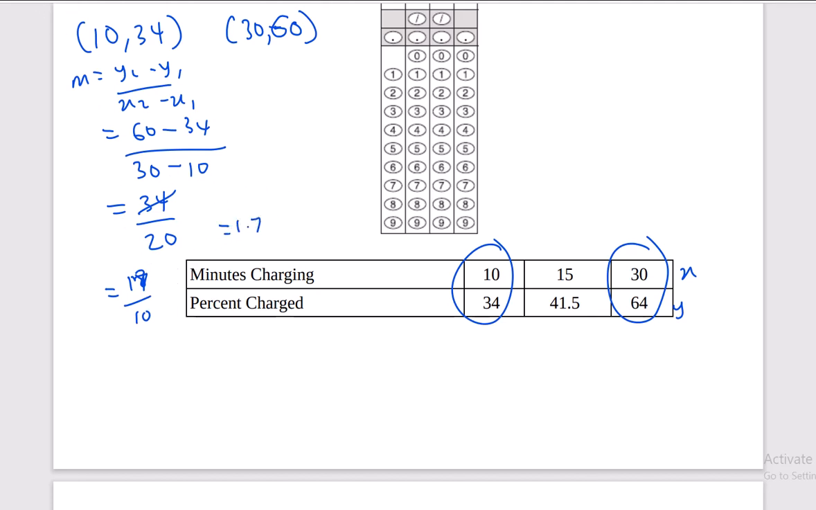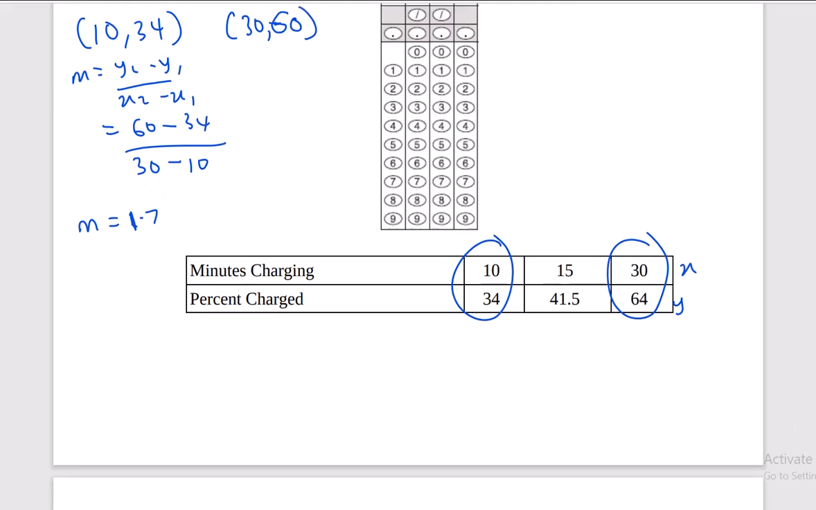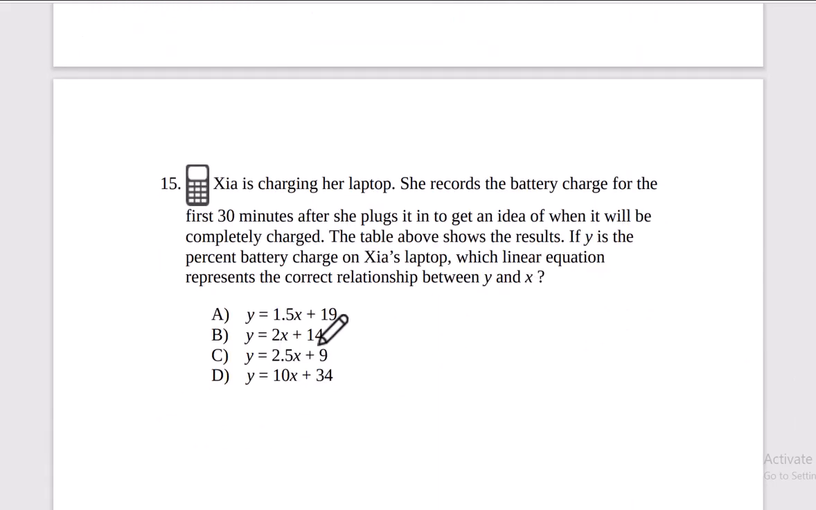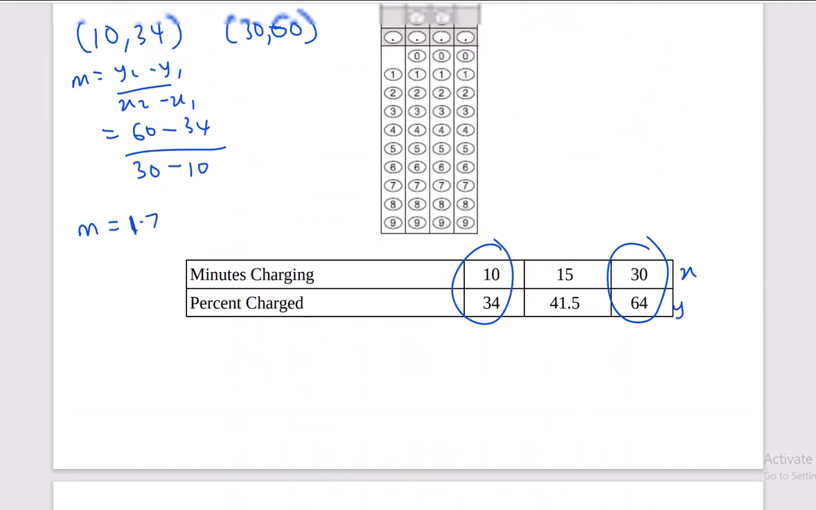Okay, so we have the slope. We have our slope to be 1.7, so m is equal to 1.7. Now, what is this? Let's go to the answer options. If you watch this now, you don't have a slope of 1.7 here. Let's take a look at that question and be sure we solve for the right thing.